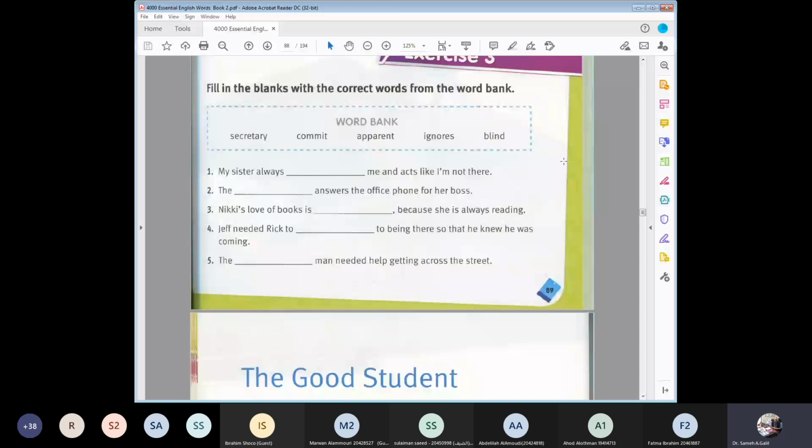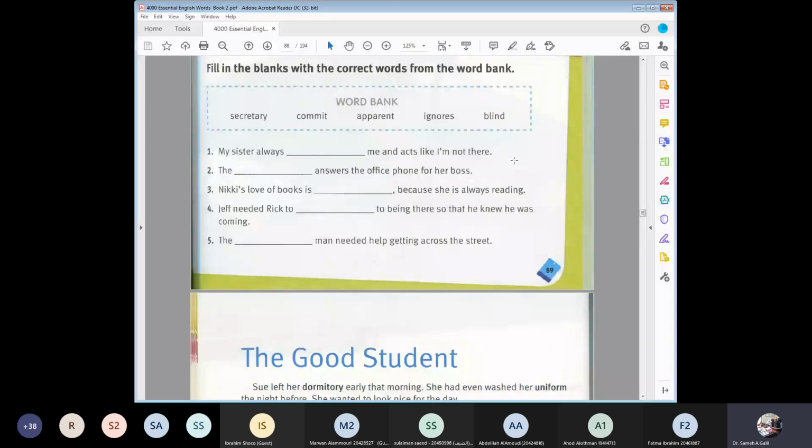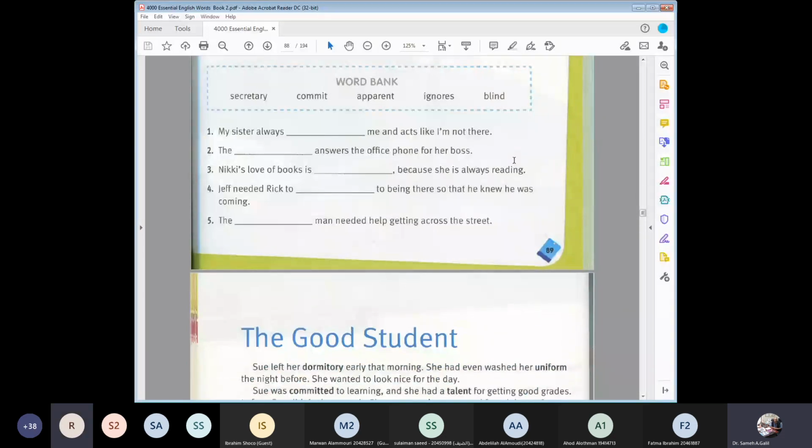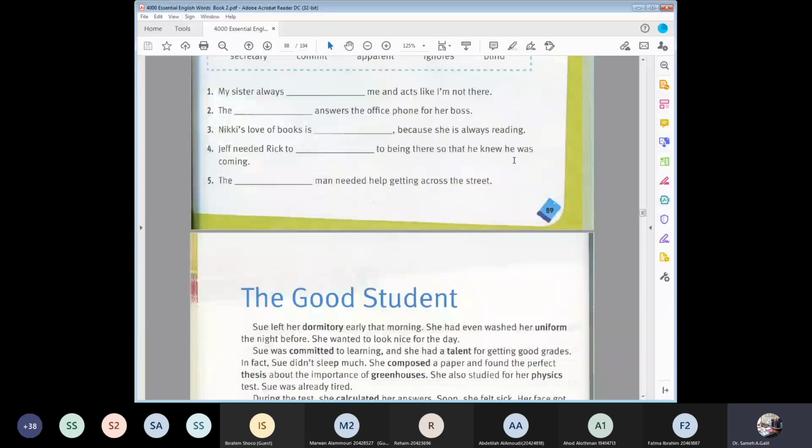Yeah, let's do it. Okay, I'll start. Okay, Rehan. My sister always ignores me and acts like I'm not there. Okay. Ignores, and this is obviously very bad, right? Okay, number 2, everyone.